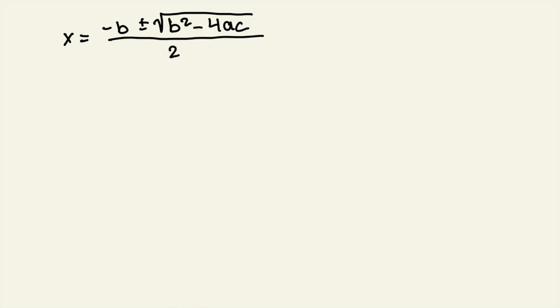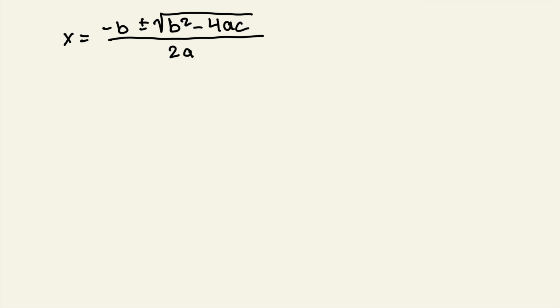Today we're going to be going over how to find the discriminant in SAT type problems. So first of all, what is a discriminant? We derive the discriminant from the quadratic formula, which is x is equal to negative b plus or minus the square root of b squared minus 4ac all over 2a.